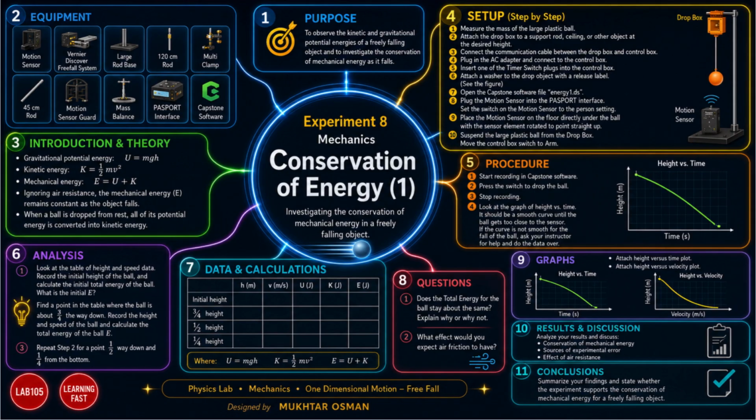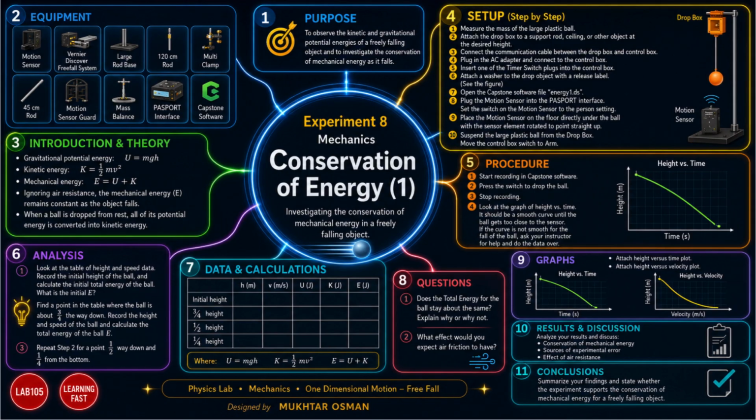Chapter 2. Equipment. 1. Motion Sensor. 2. Vernier Discover Freefall System. 3. Large Rod Base. 4. 120 cm Rod. 5. Multi-Clamp. 6. 45 cm Rod. 7. Motion Sensor Guard. 8. Mass Balance. 9. PASPORT Interface. 10. Capstone Software.